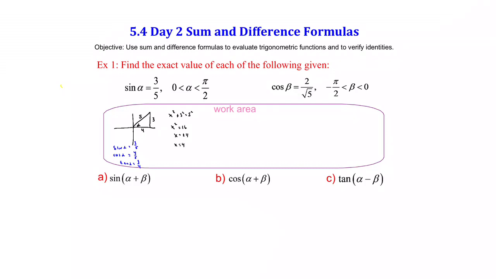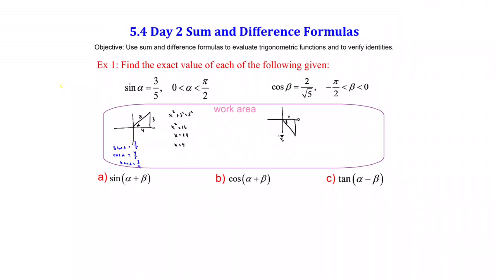Now we're going to go over to the other side. Cosine of beta is equal to 2 over the square root of 5. Beta is located in between 0 and negative pi over 2. It's greater than negative pi over 2 and less than 0. So we're going to do the same thing. We're going to create where beta is located. So it's in between 0 and negative pi over 2, so we know it's in quadrant 4.